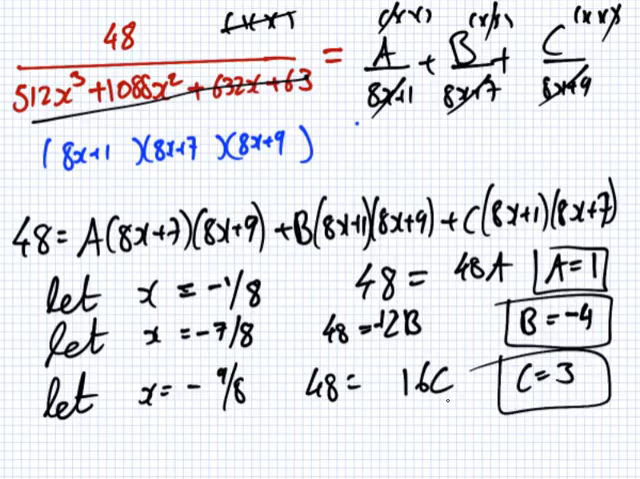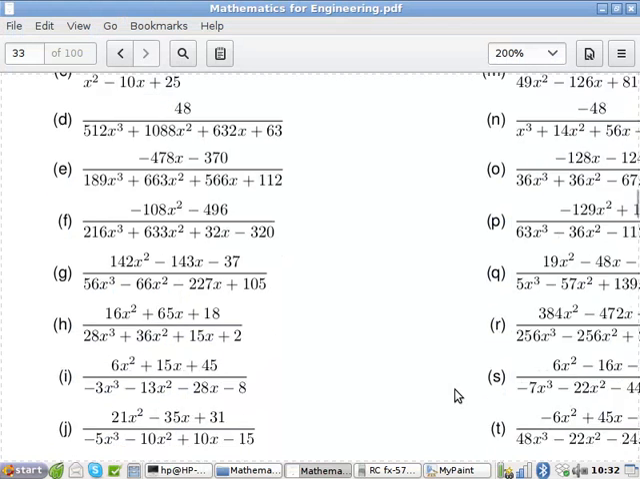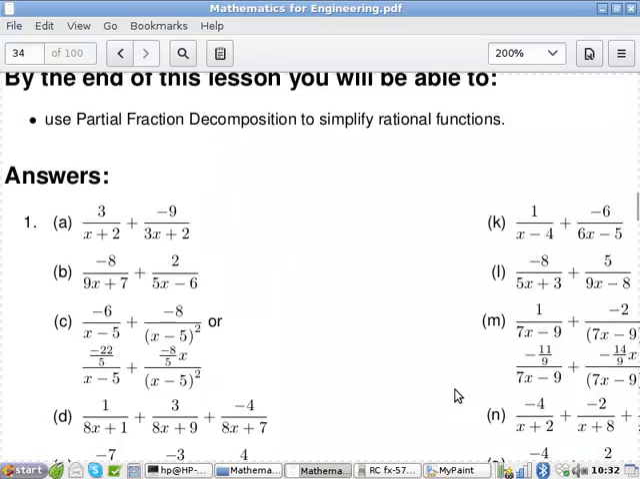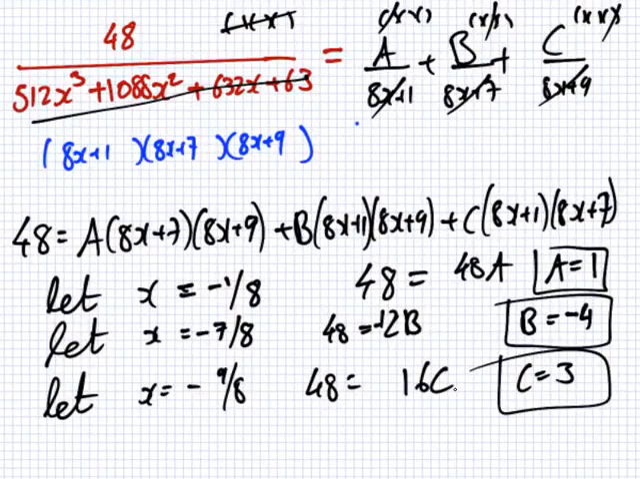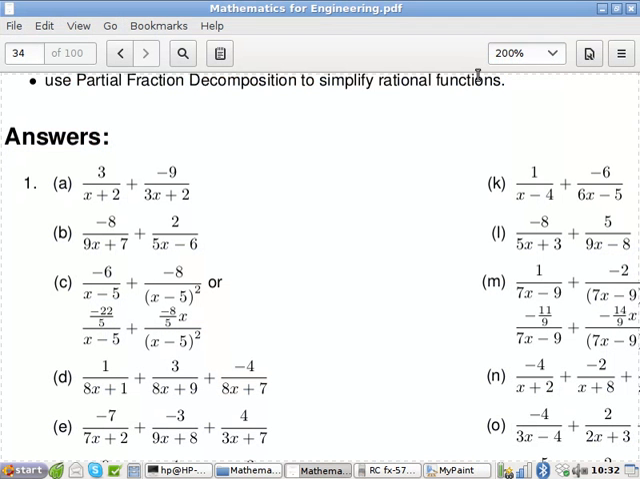So I have my A, B, and C now. Let me just double check that answer. 1, 3, minus 4. Yeah, I might have written them in a different order at the back, it doesn't matter. 1, 3 and minus 4 is it.